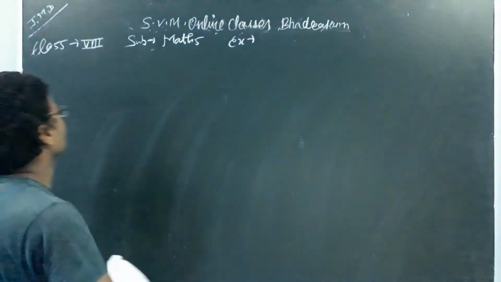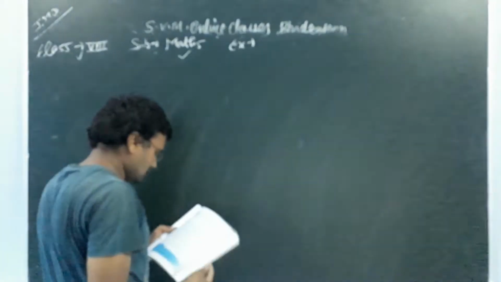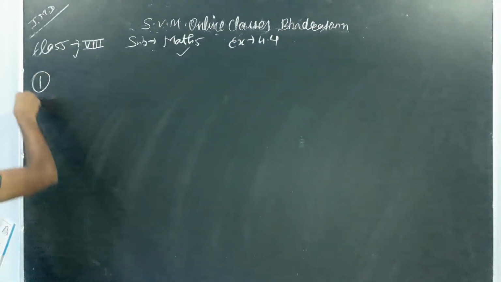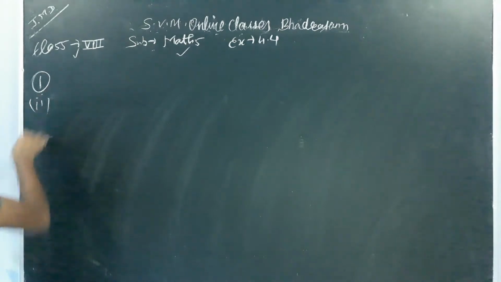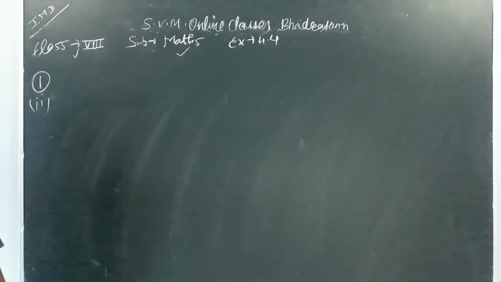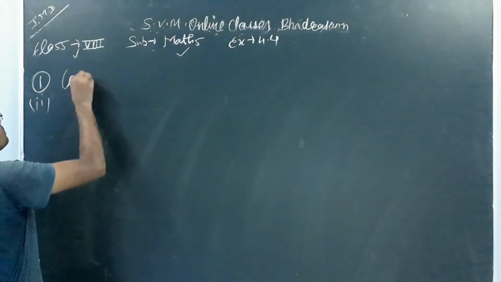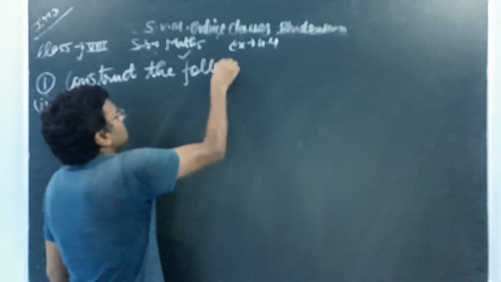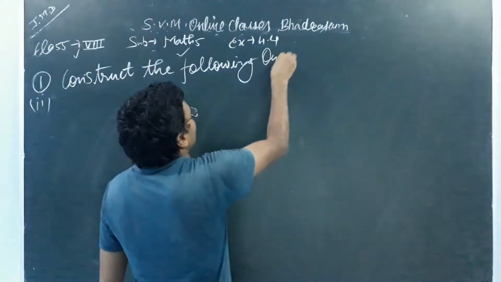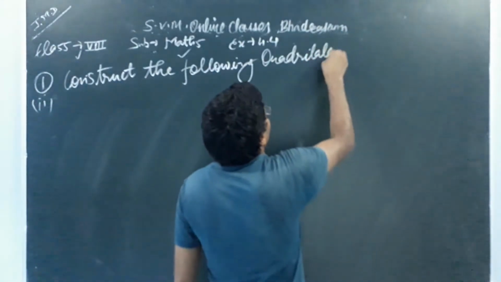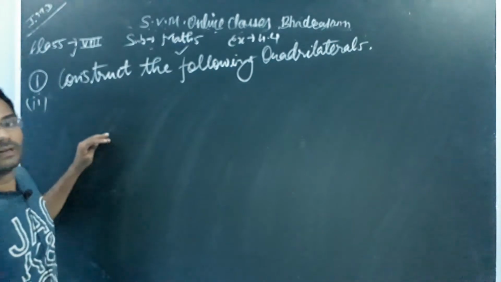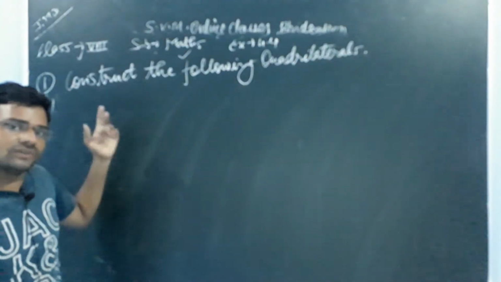This is our class 8th subject maths and our exercise number 4.4, and I am going to take question number first and part second. Actually when our question number first starts, there is an instruction for us which is: construct the following quadrilaterals. We have to construct the quadrilaterals according to the given data in our part first and second.